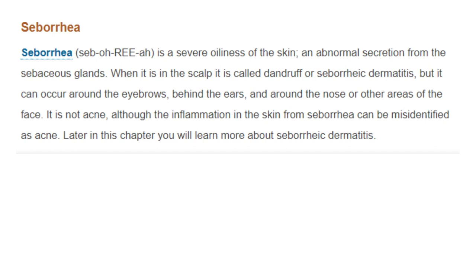Seborrhea. Seborrhea is a severe oiliness of the skin, an abnormal secretion from the sebaceous glands. When it is in the scalp, it is called dandruff or seborrheic dermatitis, but it can occur around the eyebrows, behind the ears, and around the nose or other areas of the face. It is not acne, although the inflammation in the skin from seborrhea can be misidentified as acne. Later in this chapter you will learn more about seborrheic dermatitis.